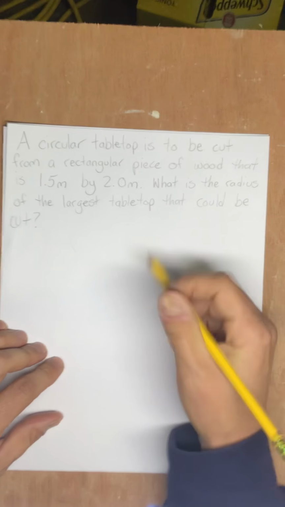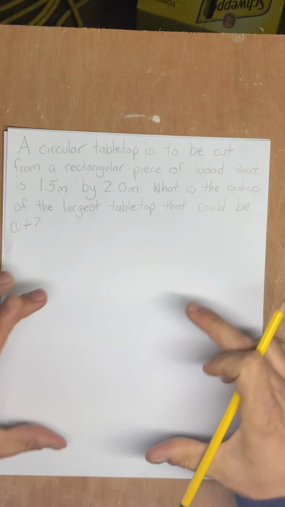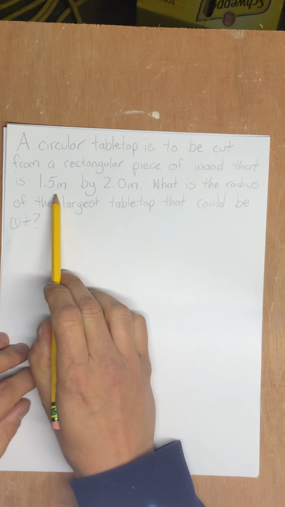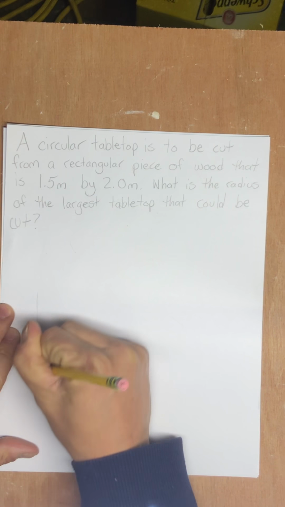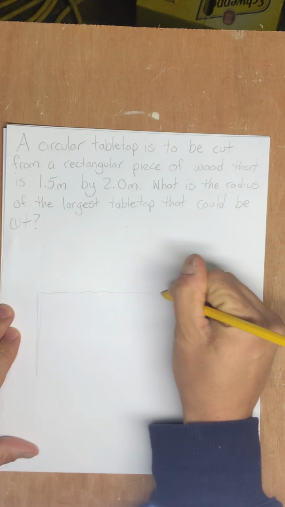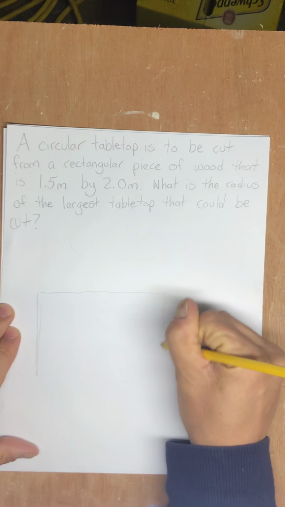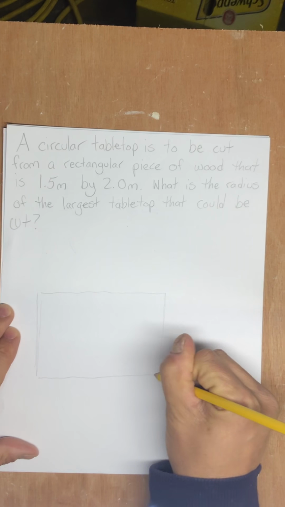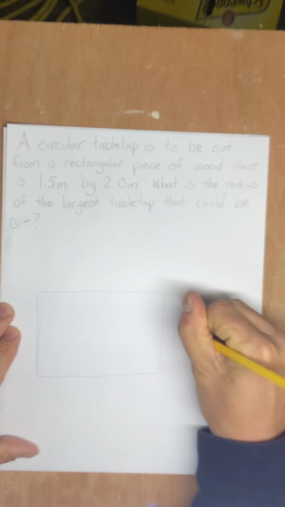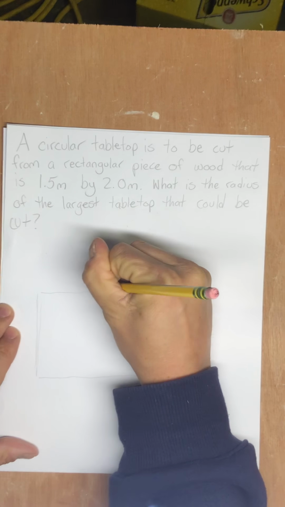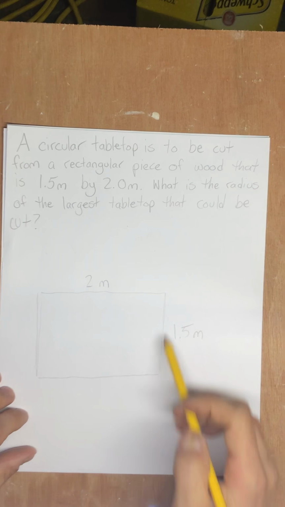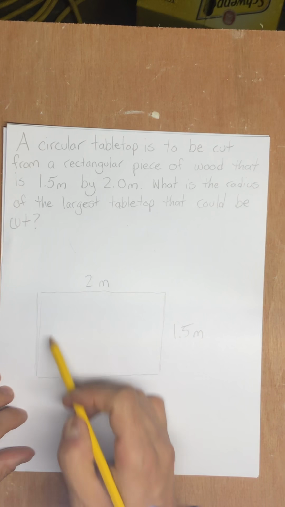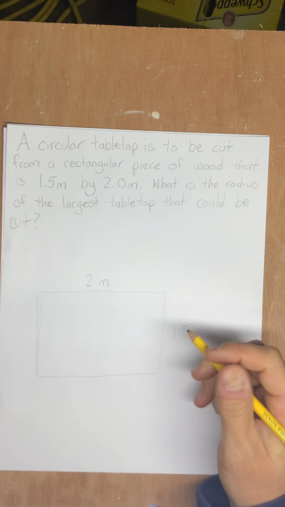So basically what's happening, we have a piece of rectangular wood that's 1.5 meters by 2 meters. So it's a little bit more narrow this way than it is long this way, just a little bit, okay? So it goes 1.5 meters this way and 2 meters this way. And the question asks, what's the biggest circular tabletop that we can cut out of this piece of wood? So essentially we're wanting to cut a circle out of this rectangular piece of wood.